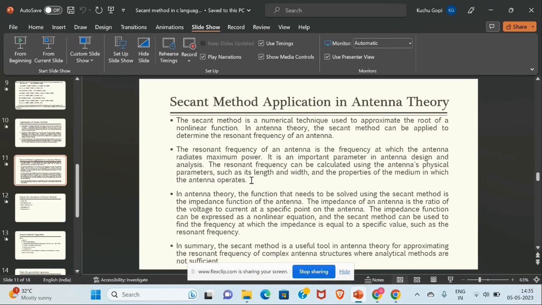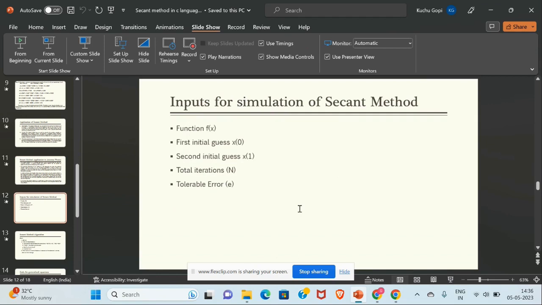The antenna function that needs to be solved using the secant method is the impedance function. The impedance function is the ratio of voltage to current at a specific point. The impedance is a nonlinear equation. The secant method is very useful to solve nonlinear equations and find the frequency at which the impedance is equal to a specific value. That is the resonant frequency. The secant method is a very useful tool in antenna theory for approximating the resonant frequency. So now we will go for the simulation of the secant method.